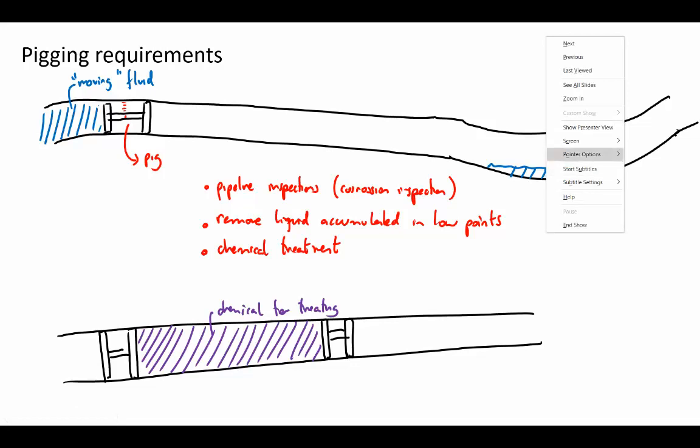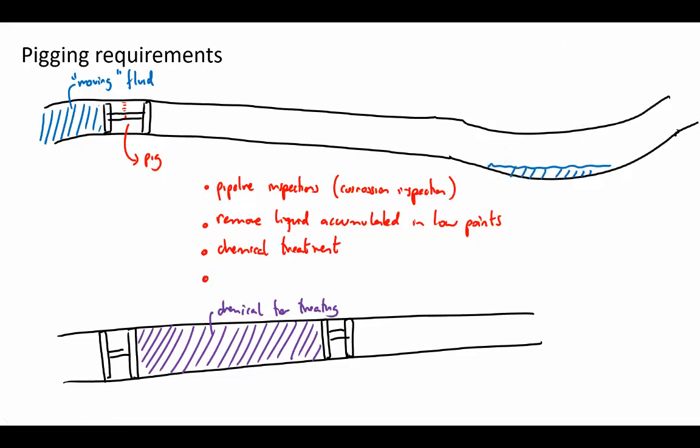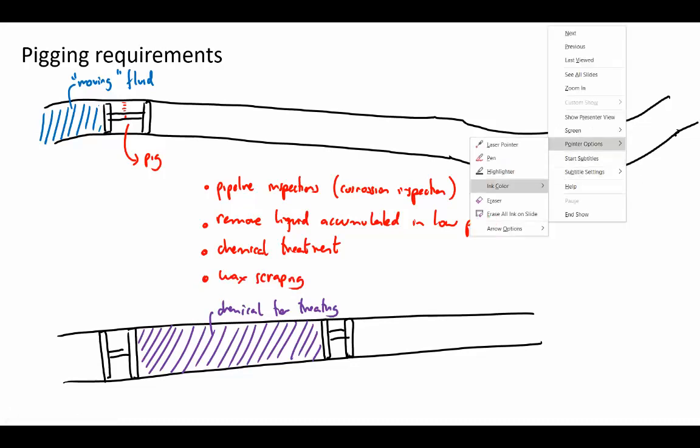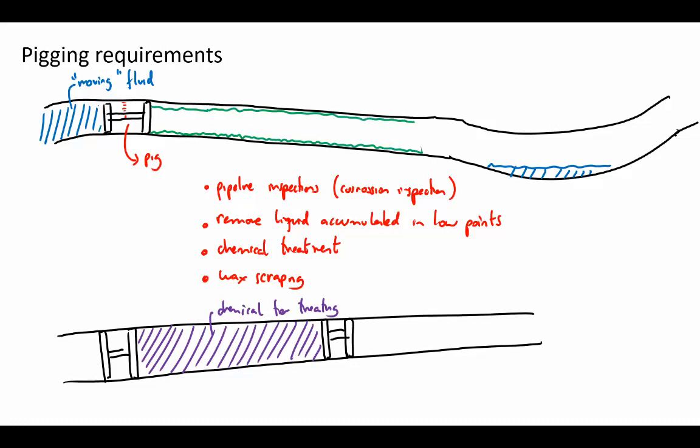Another reason I want to use pigging, and it's also a very common and very important reason, is simply wax scraping. For example, I might have wax deposits or other solid deposits on the wall that I want to remove. So I just pass a pig.